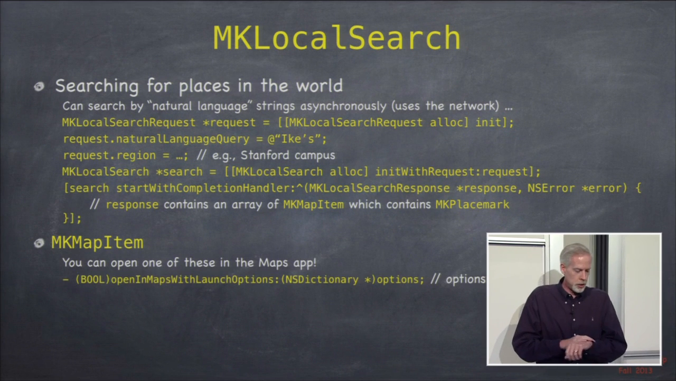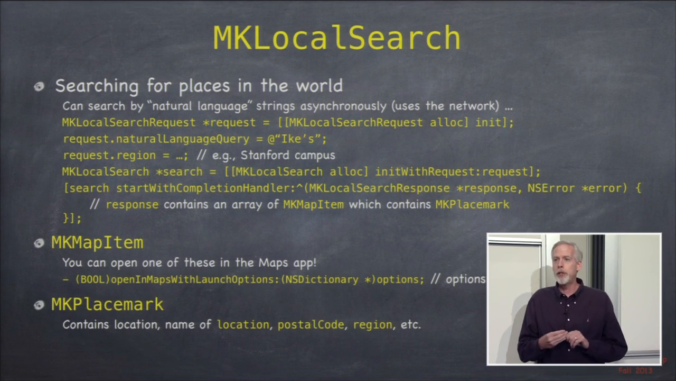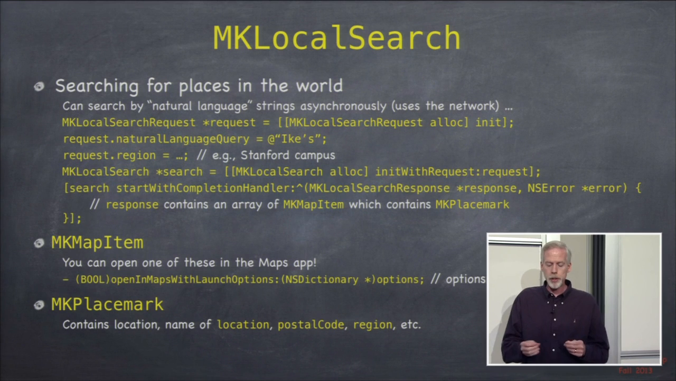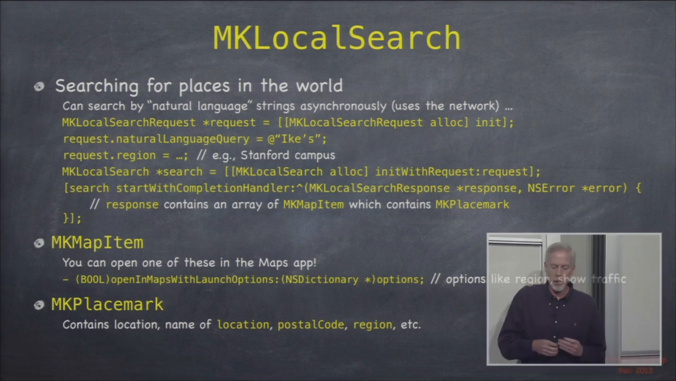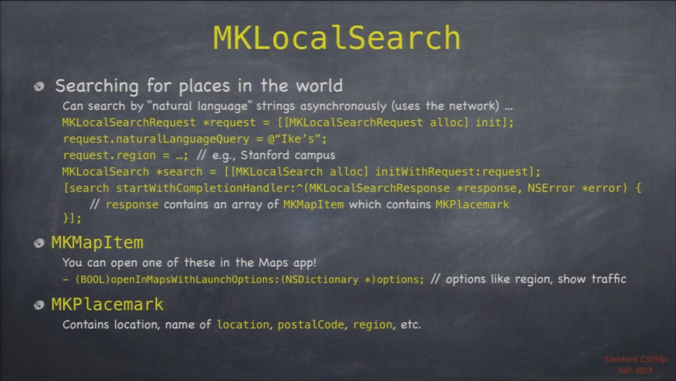All right, so in addition to the map view, we also have searching, okay? So local search, kind of like a geocoder, but lots more powerful. This basically lets you let your user specify a natural language query. Like here, I might create a search request for Ikes, okay? And I might search in a region, which is Stanford campus. And then I fire this off.